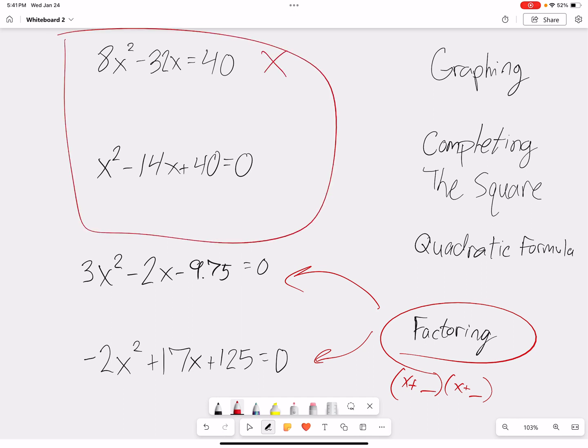I would probably not look at this first because there's big numbers, even if I notice that they can all be divided by 8, which is great. But I would probably start with this one first. I would be looking at what 2 numbers can multiply to get 40 and add to get negative 14. Some of you that's really fast, some of you that's not so fast.